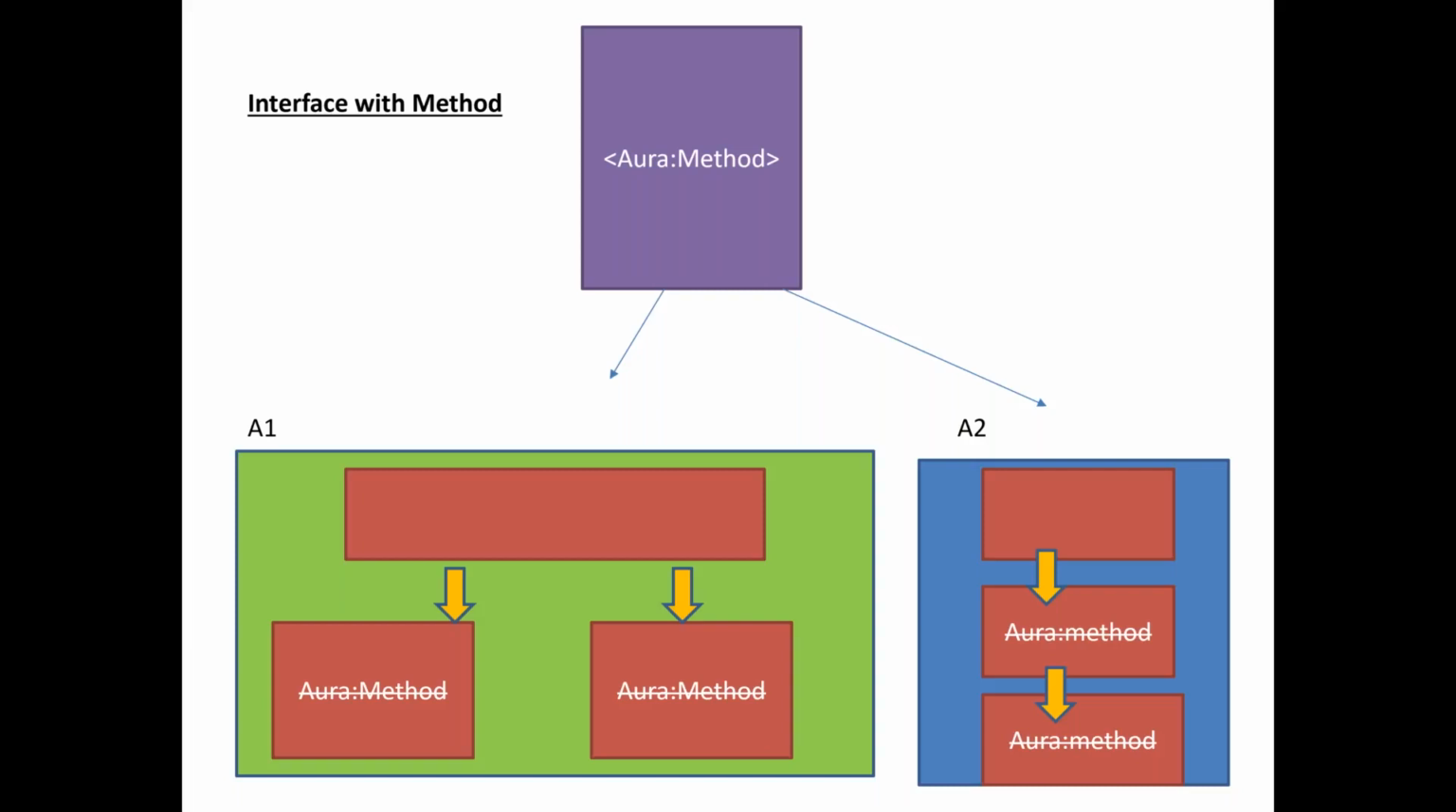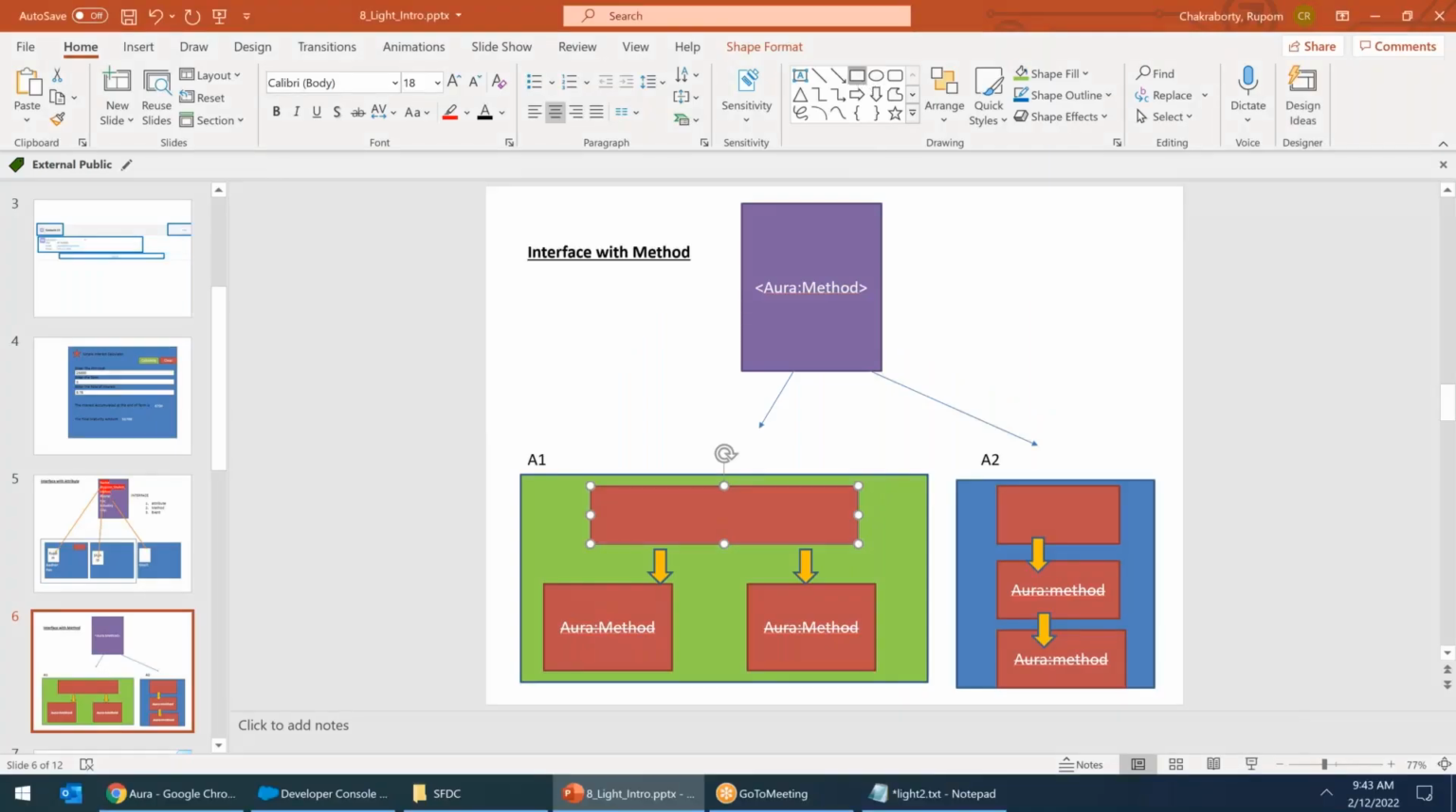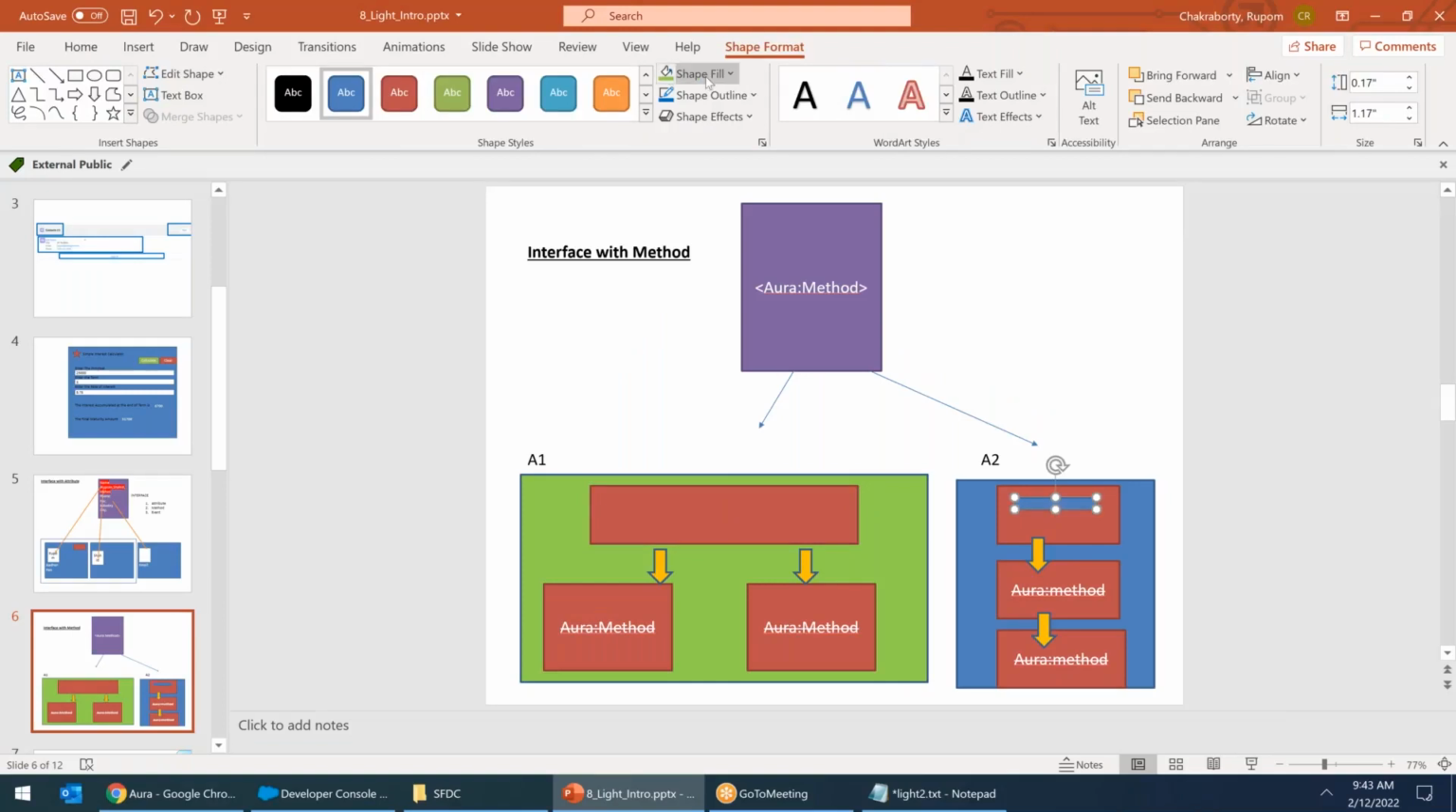So multiple applications can use the same interface, and inside the interface you can have attributes, methods, and events. Here I did A1, you will do the A2. In A2 you will enter the data where? In the top, in the P1. Here you will enter the data.